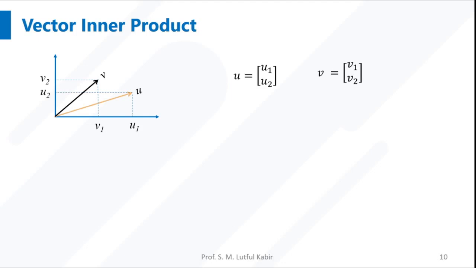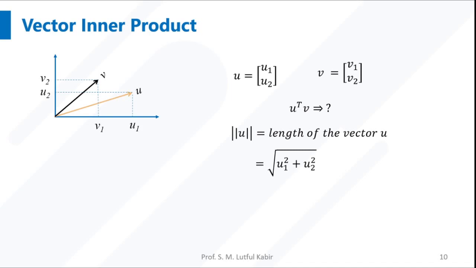So let us try to find out what is U transpose V. What is the meaning of U transpose V? The U modulus is the length of vector U, that means the length starting from the origin up to the tip of the vector. The length is determined by the U modulus, and mathematically, from the Pythagoras equation, it is the square root of U1 square plus U2 square.